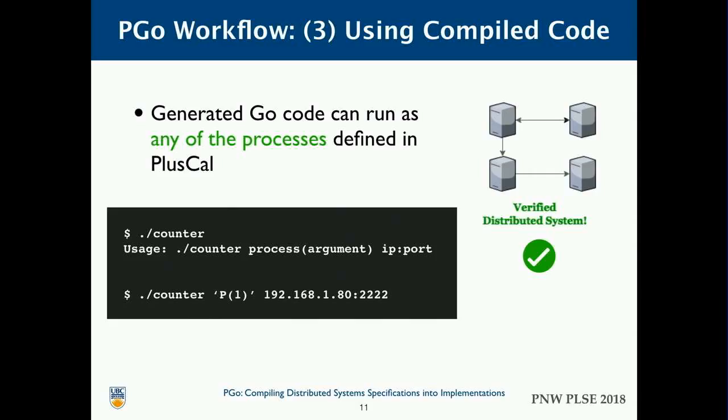And then finally, you can use the compiled code. The way we use it is that by default, you can choose which +cal process you want to run. So we map the specification names that you use into the implementation. And in the case of a distributed system, you can configure things like the network setup.